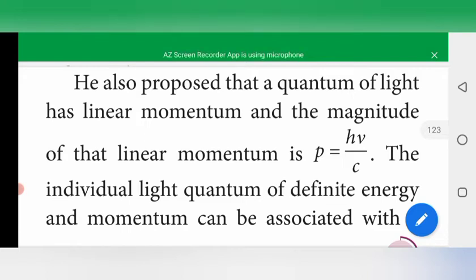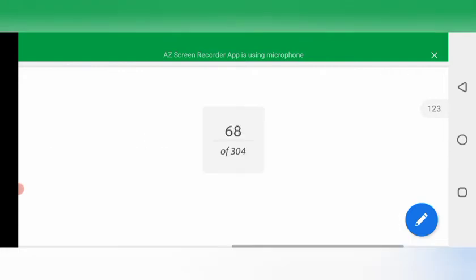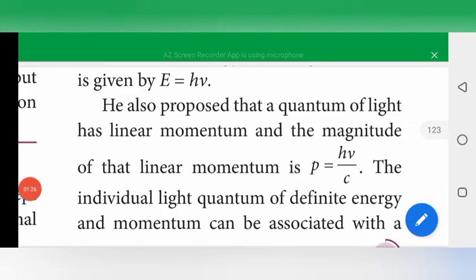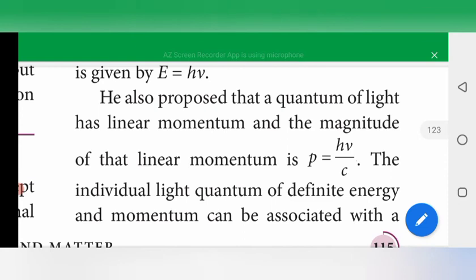So mc means mv, where c is considered as the velocity of light. So mc is equal to p, so p is equal to h nu by c. That can be related in this equation. By this conclusion, the light quantum can behave as a particle, and this is called photon. Therefore the photon is called a particle of light.